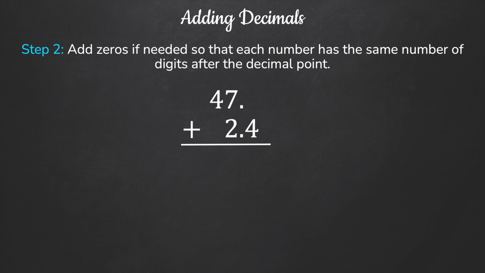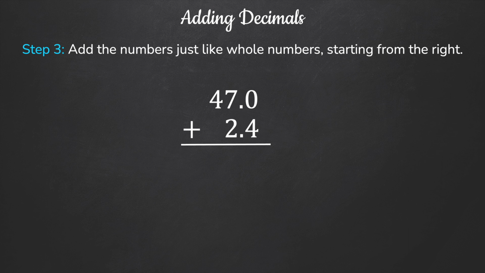Then we're going to add zeros if needed so that each number has the same number of digits after the decimal point. Currently, 47 does not have any digits after the decimal point, and 2 4/10 has one digit, so we're going to add a 0 here to make it a little easier to look at and add. Now we're going to add the numbers just like whole numbers starting from the right.